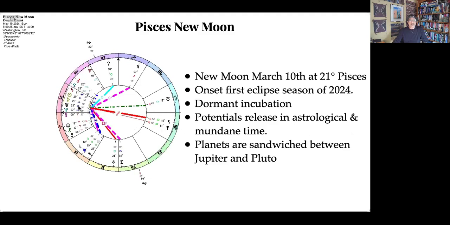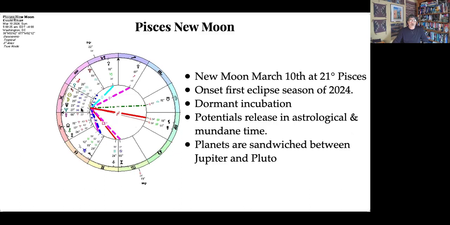So we've had the Pisces new moon. We're already in a new moon cycle that began on March 10th at 21 degrees of Pisces. But this new moon sets the first eclipse season because the lunar eclipse that's coming up is the full moon for this cycle. It's a dormant incubation, if you would.